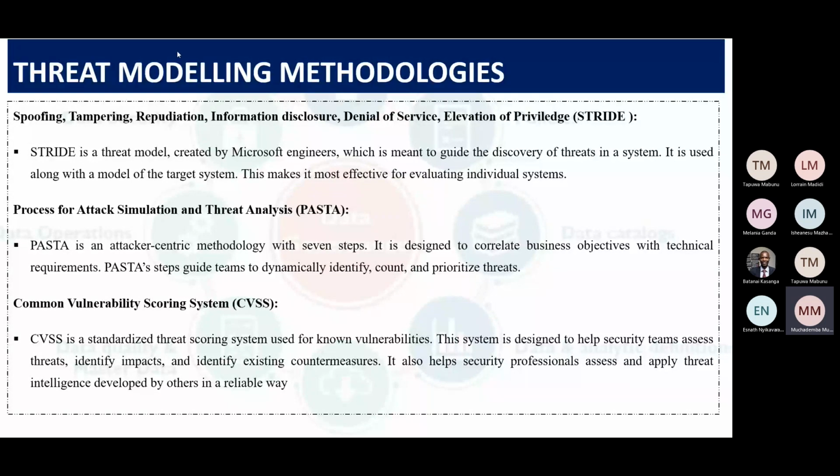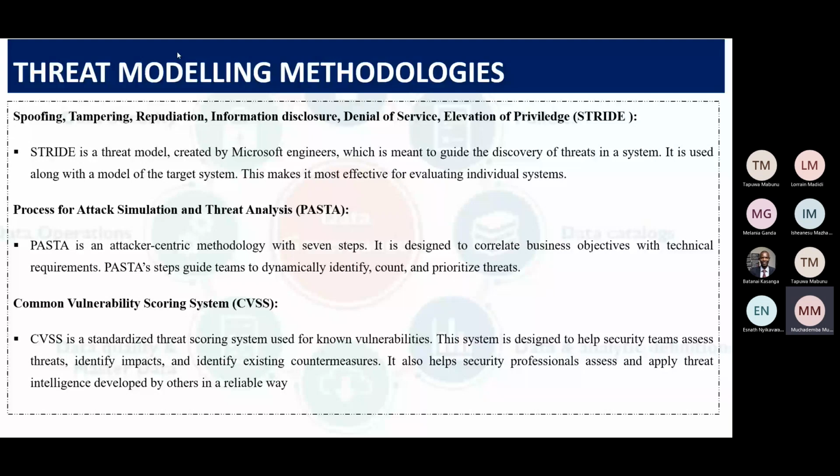Then the third one is repudiation, which involves altering data and information logs to hide unauthorized access. Then the fourth one is information disclosure, which includes hacking into a database to steal credit card information. Then we also have denial of service, which is flooding your website with excessive traffic, causing downtime. Then the second methodology is Process for Attack Simulation and Threat Analysis, abbreviated as PASTA.